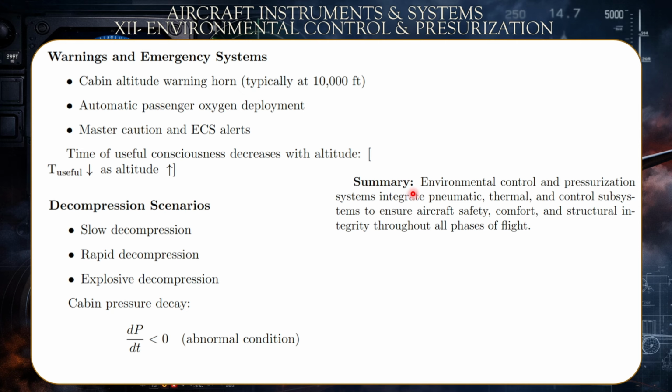Now, summary: environmental control and pressurization systems integrate pneumatic, thermal, and control subsystems to ensure aircraft safety, comfort, and structural integrity throughout all phases of flight.